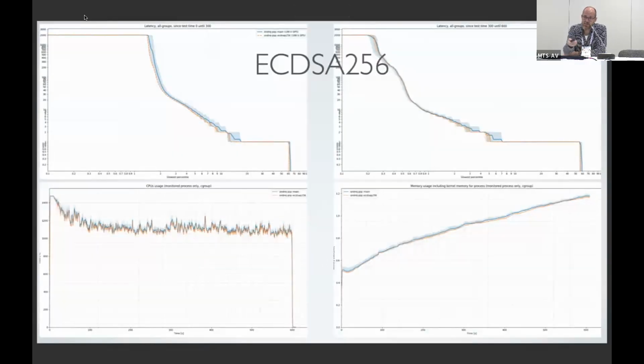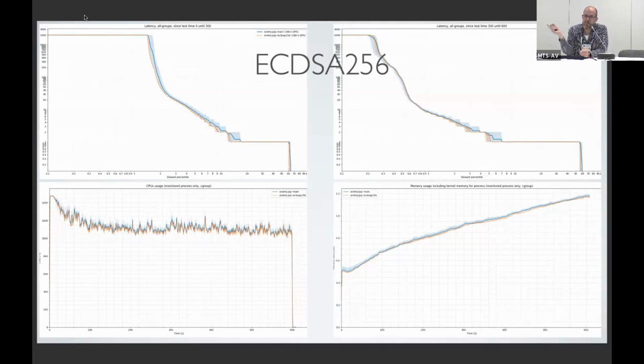And these are the results. This is just for the comparison. ECDSA compared to RSA, basically no changes. If you haven't seen these graphs, the top ones are the latencies, and it's a reverse logarithmic graph. So basically what you want is the line to be as far to the left and down as possible.